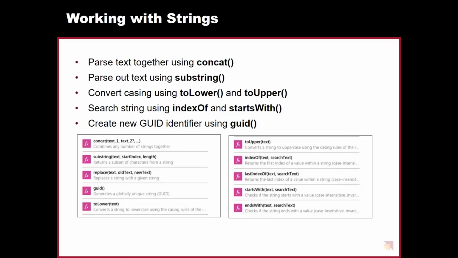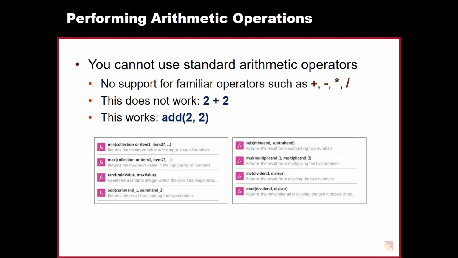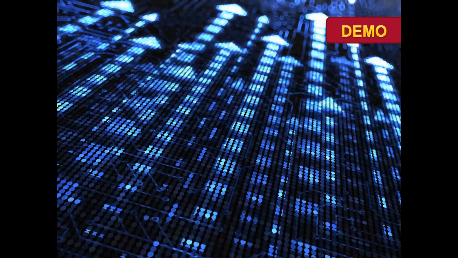Now, here are a couple of different functions that are part of WDL. Things like concat, substring, replace. If you want a GUID, or if you want to convert something to upper or to lower, we're able to work with those inside here. Now here's one where people say, oh man, you've got to be kidding me. You can't say 2 plus 2. You have to say add 2 comma 2. Once again, they just do not have the overloaded operators that you're used to from just about every other language and expression language that you've used. So everything is very explicit in terms of calling functions.